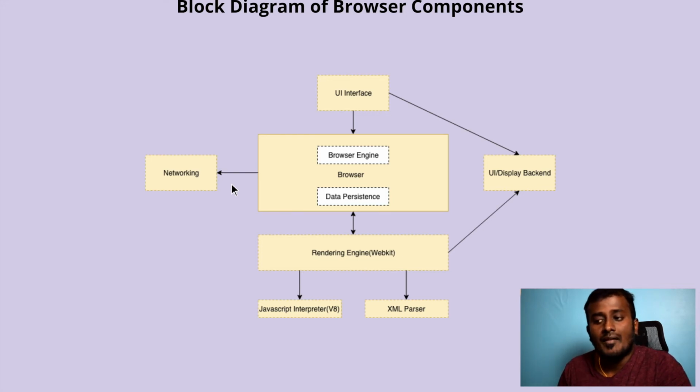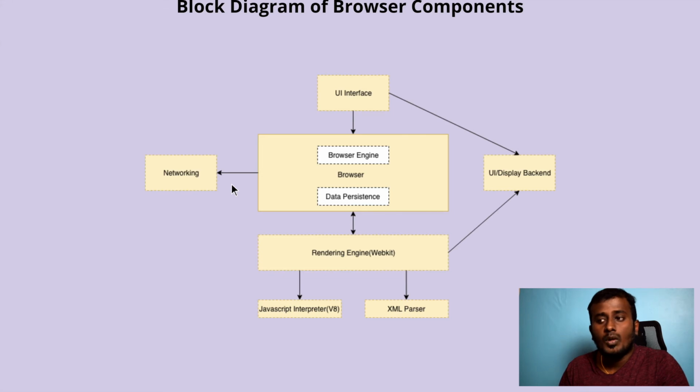So the JavaScript interpreter's functionality is to interpret the JavaScript code, which is in the high-level language, to bytecode. Now let's talk about the UI backend. The functionality or the responsibility of the UI backend is to draw the elements in the viewport. So once the HTML is parsed, it has to be drawn in the viewport. That particular work is taken care of by the UI backend.